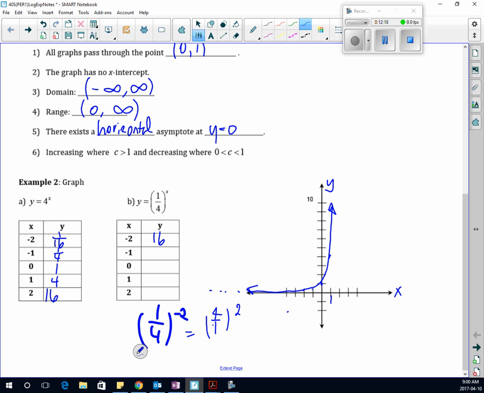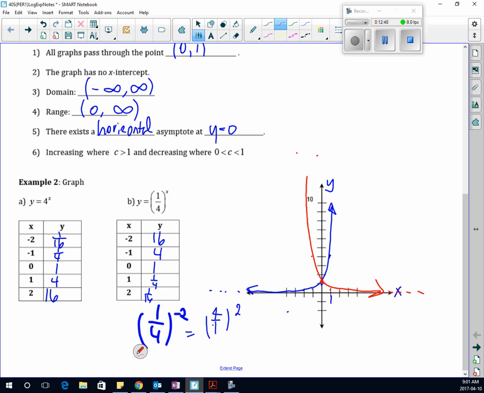-1 would become 4, 0 would still be 1, 1 would be 1/4, and 2 would be 1/16. So I'm going to actually do that in red again. Okay, so -2 would be 16, which was way up there, right? -1 is 4, 0 is 1, and then you have 1/4. So it's increasing really high.